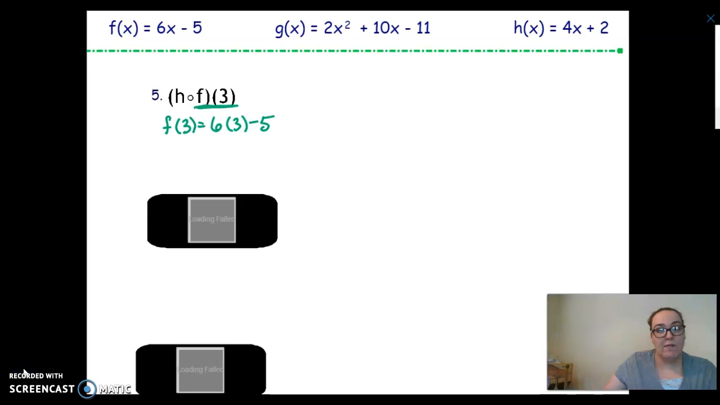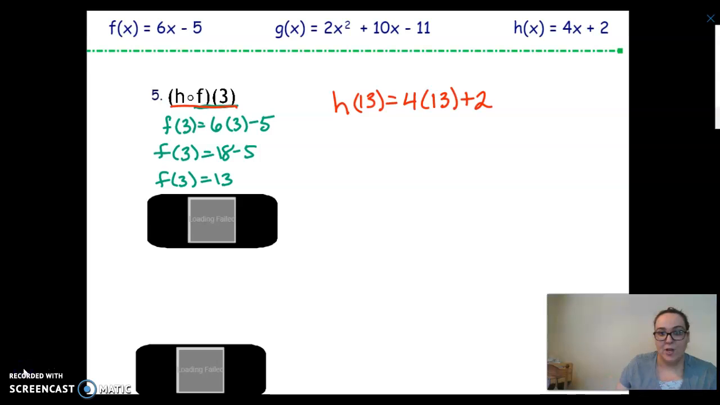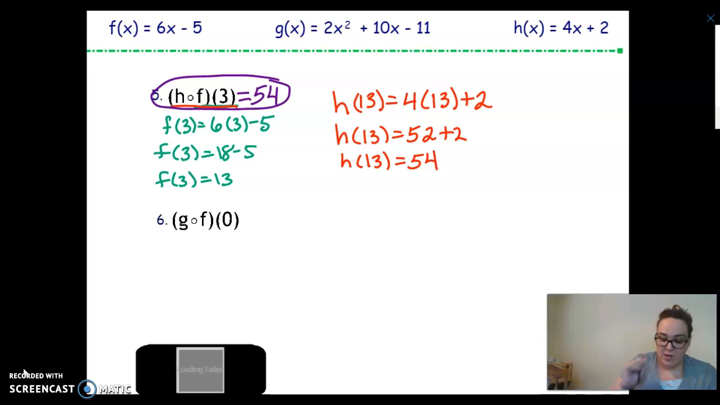So there's where your f of 3 should go. Okay, there's what you should have when you simplify the f of 3. So now make sure you do the outside, the h of that. That should just say 13. Now we're going to do the h of that. So there you go. There's what you should put that into. So when you get that h of 13 is 54, that means the entire h of f of 3 is 54.